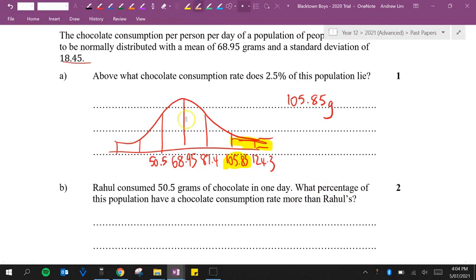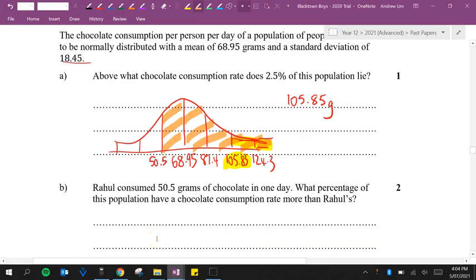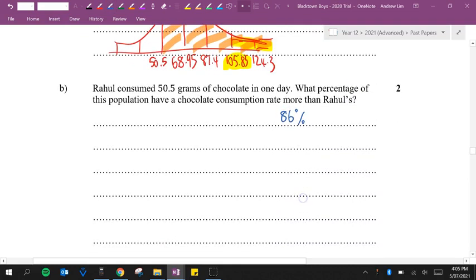So we know that all of this, that's 50%. Plus we have another 34%. Okay, so here's our bell curve. All of that. So that's 86% altogether. I'll just put in my working out for 50% plus the 34%. Oh, sorry, that should be 84%.